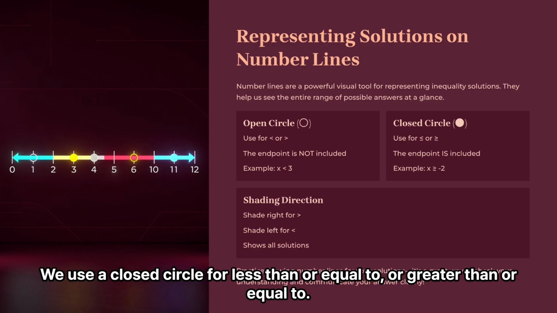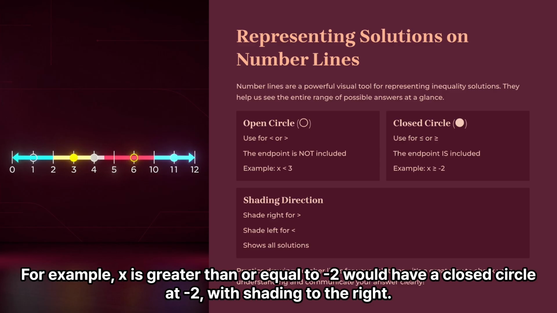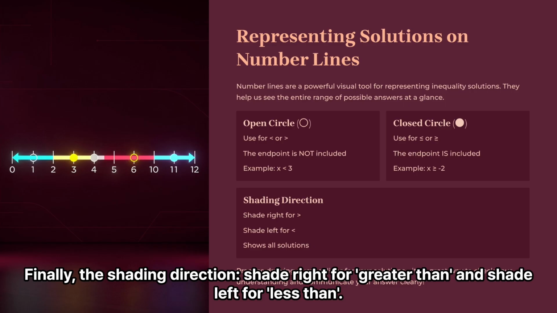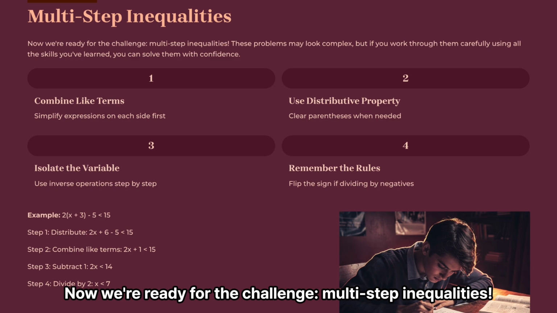We use a closed circle for less than or equal to or greater than or equal to. This means the endpoint is included. For example, x is greater than or equal to negative 2 would have a closed circle at negative 2 with shading to the right. Finally, the shading direction. Shade right for greater than and shade left for less than. This shading shows all possible solutions for the inequality. Now we are ready for the challenge, multi-step inequalities.